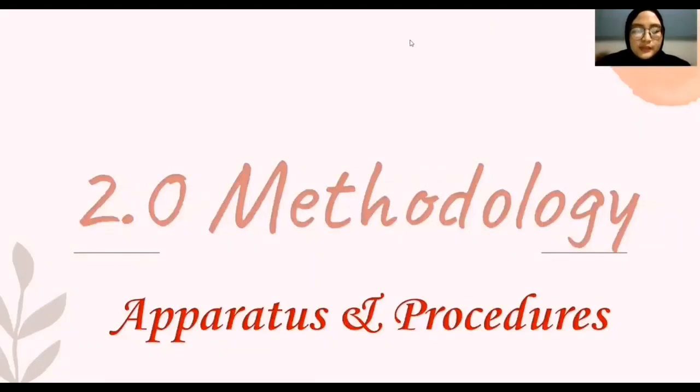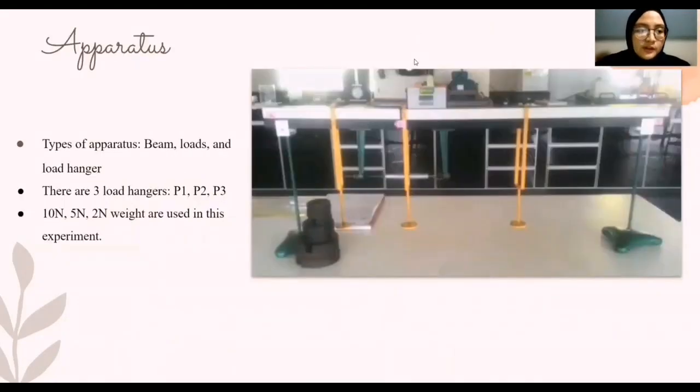Methodology, apparatus, and procedures. For apparatus, there are three types of apparatus used in this experiment: beam, loads, and load hanger. The beam is divided into two parts and connected by a fixed joint. This beam is 0.9 meter from the left-hand to the right-hand side. The spring balance is attached to the beam with a lever arm of 150 millimeter. This is used to measure the force applied.